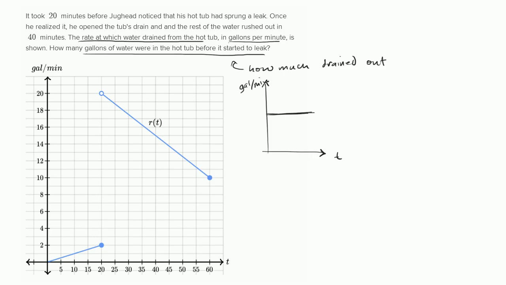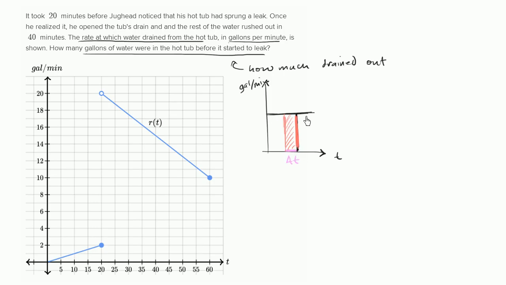If you wanted to figure out how much drains out over a certain interval of time, let's call that delta t, you would just multiply the rate over that interval of time, which we could represent by this orange height right over here, times the amount of time that passed by, which essentially would give you the area under the curve over that interval. This area would tell you the gallons that drained over that delta t.